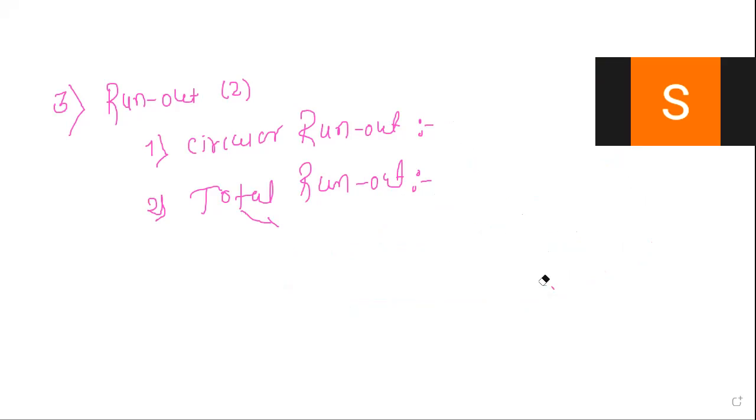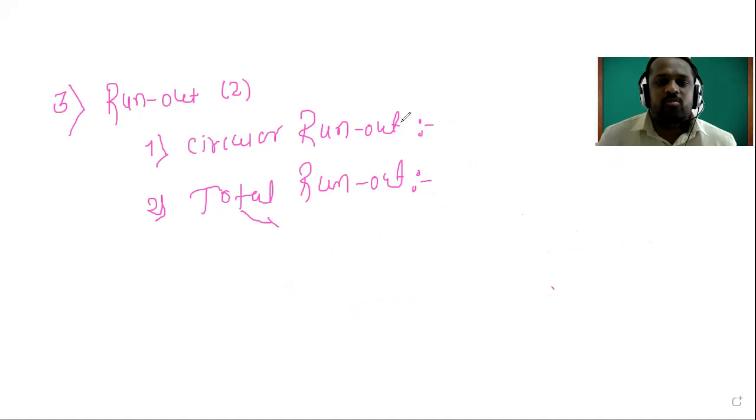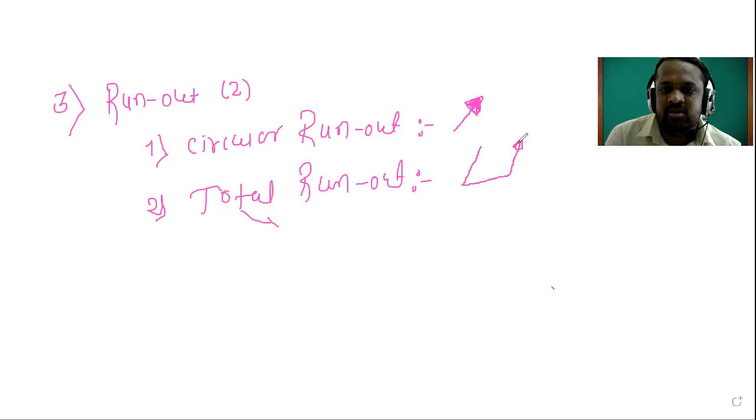Okay, then how to show it? What is the symbol for the circular runout? See here, the symbol for the circular runout is just to show an arrow. The end of that arrow should be solid. So this is the circular runout, and the total runout we have to show like this. This is the symbol for the total runout. Those two symbols you have to remember: circular and total runout. So understood? Yes, sir.